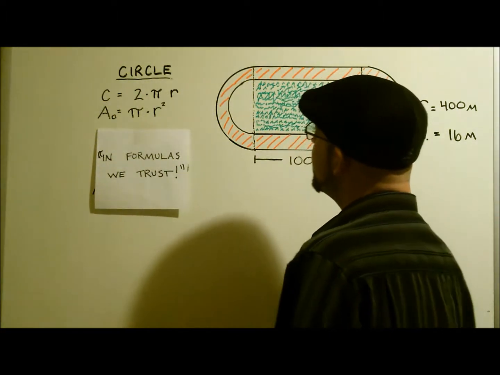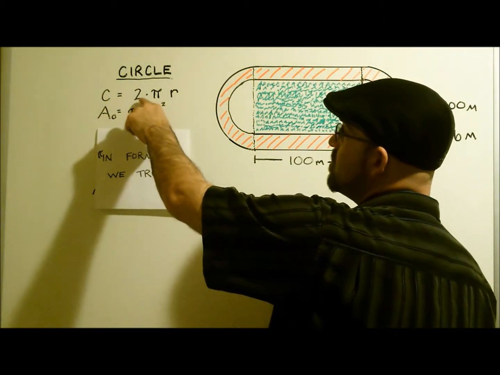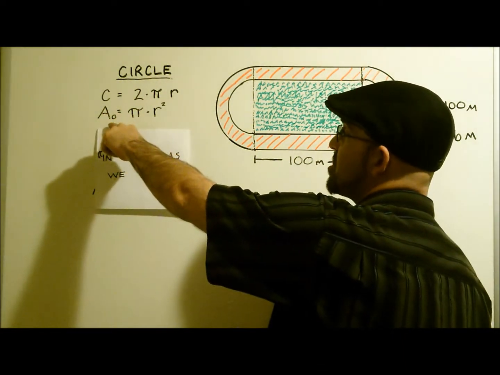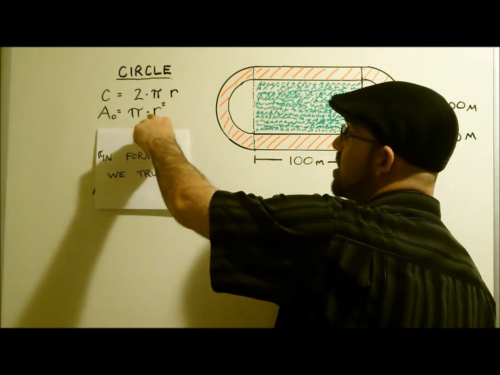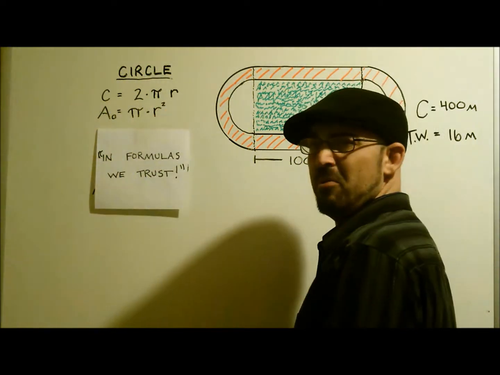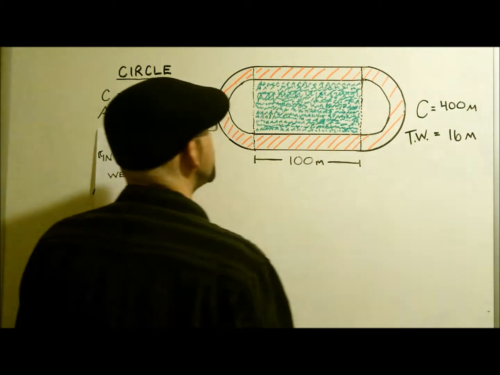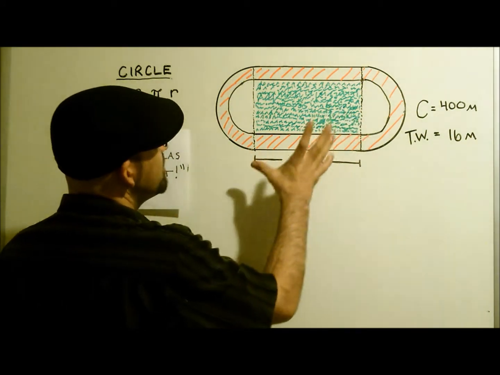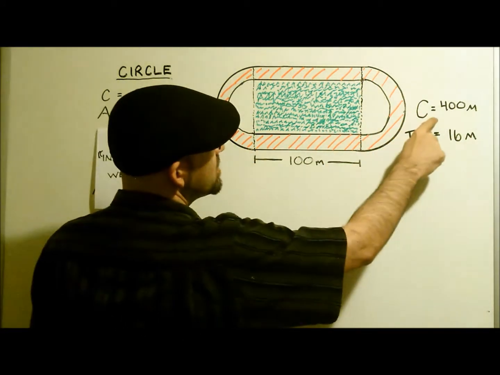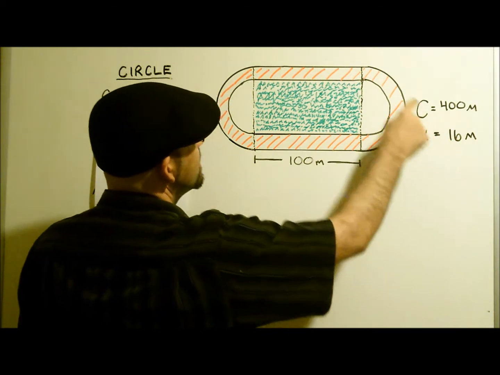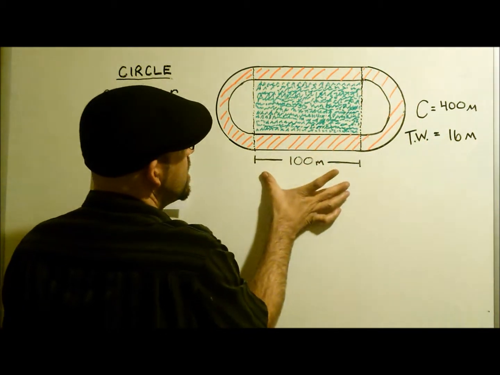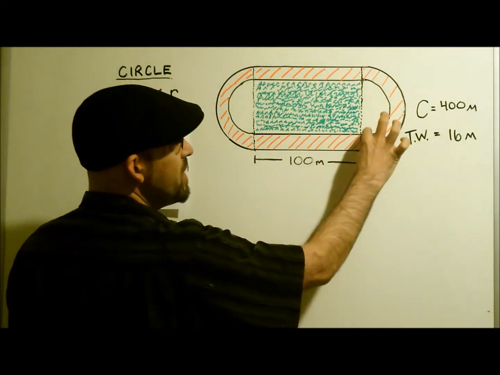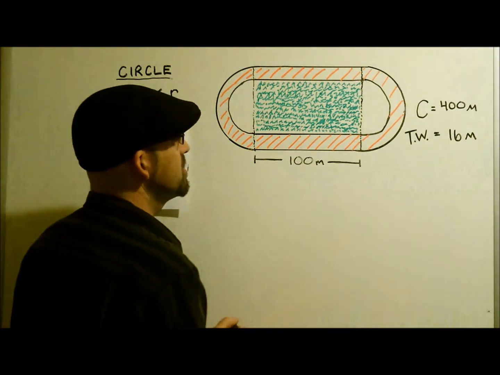For the circle, we know that the circumference is 2 times pi times r. And we also know that the area of a circle is pi times r squared. Maybe we can use those. So what would be the circumference of the circle? Well, the circumference of the entire track is 400 meters. Right here, where the rectangle is 100. The track width, right here, is 16 meters.